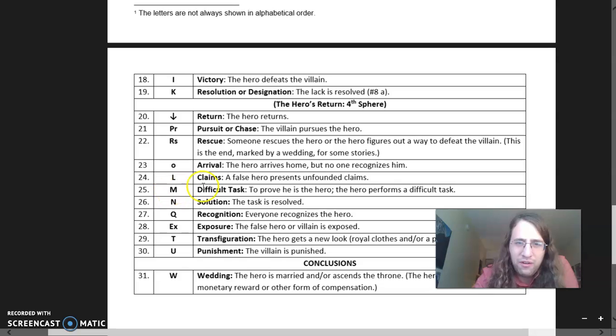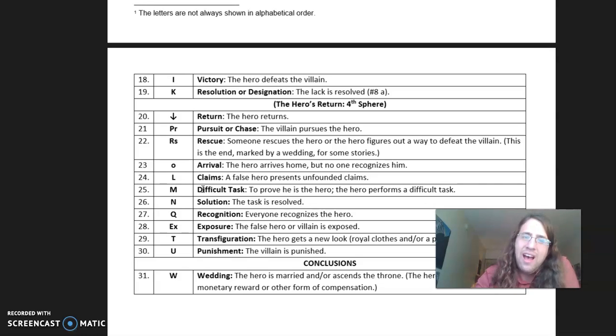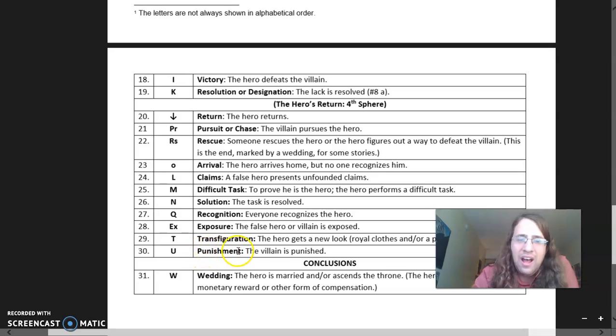M is a difficult task that the hero is asked to do over the course of the journey. Not the same as the donor task because it's not given by the donor. Maybe a princess or the princess's father might give the hero a difficult task, and that's letter M. And letter N is solving the task. The Wizard of Oz gives Dorothy the task of getting the broomstick of the Wicked Witch of the West, and she does that. And then letter U is the punishment of the villain.